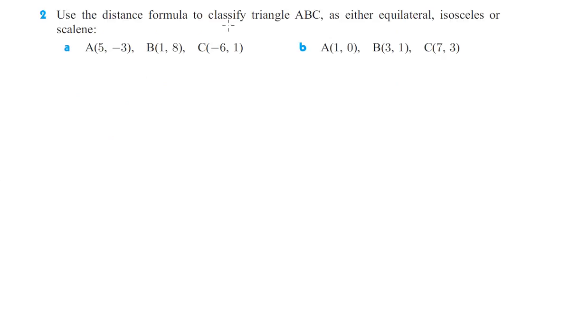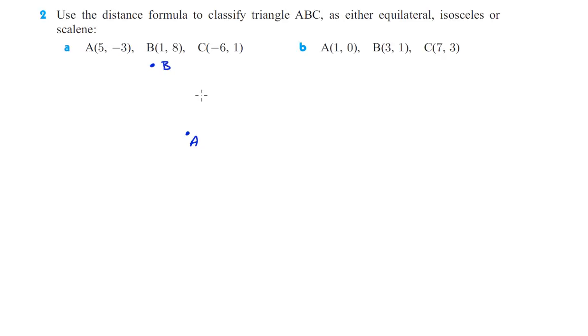So we're to use the distance formula to classify the triangle as either equilateral, isosceles, or scalene. So basically we have to figure out what the distances are between all 3 of these points. Honestly, I really like to set up A, B, and C so we can actually see where it's at. So 5, negative 3, we'll put A down here, we'll call it. B is at 1 and 8. Okay, so I'm going to just put B up here.